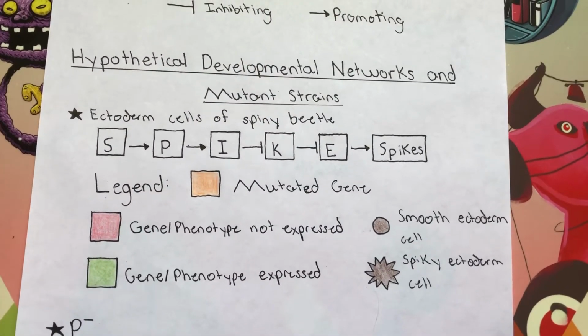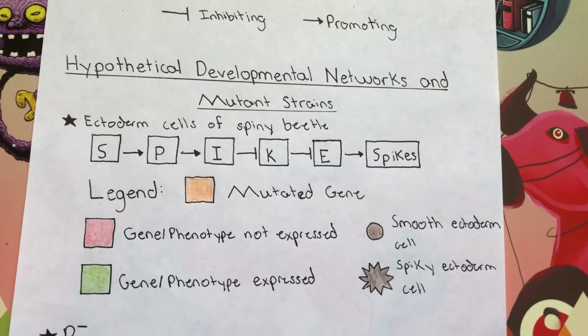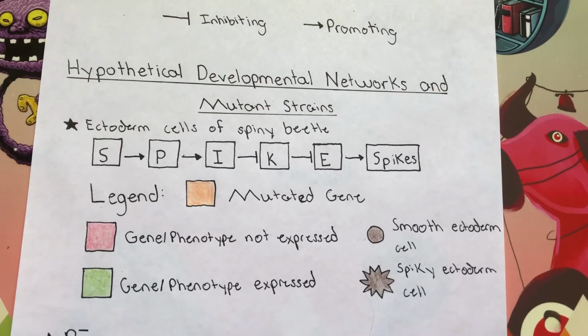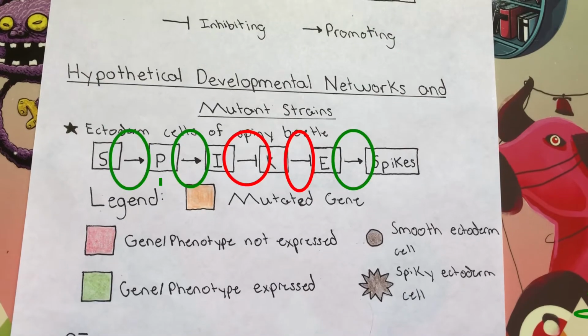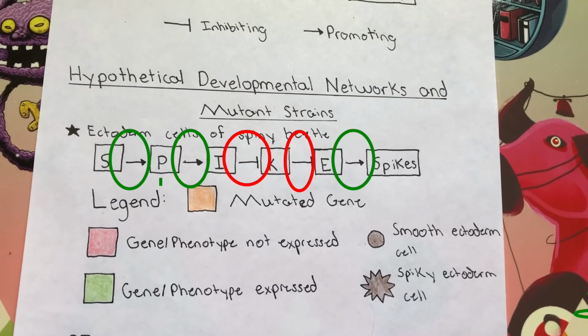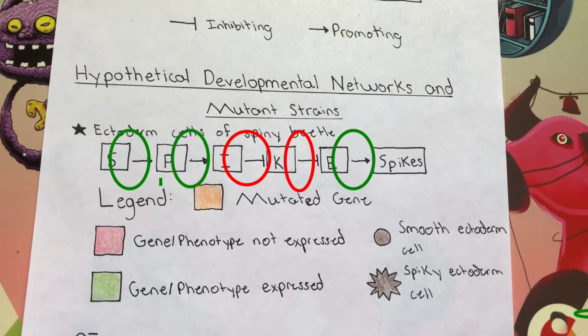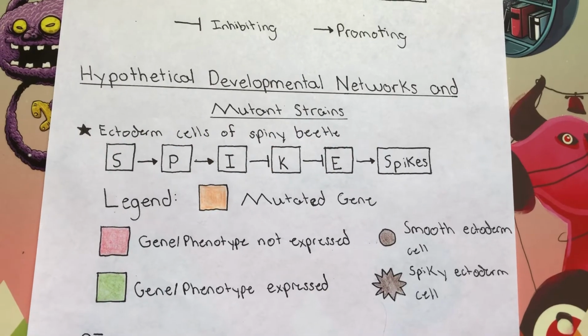The following hypothetical developmental network involves the expression of spikes in the ectodermal spike cells of a spiny beetle, with S activating P, which can activate I, which can inhibit K, which can inhibit E, which can activate the formation of spikes.